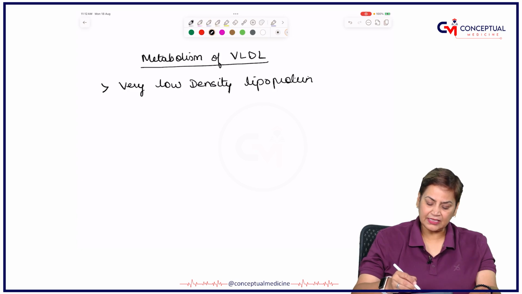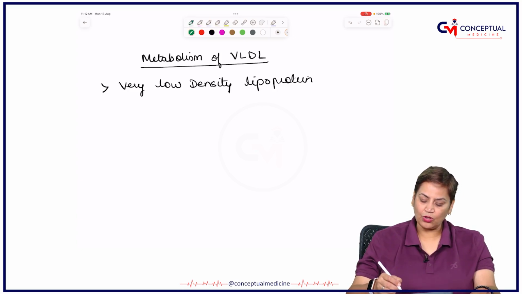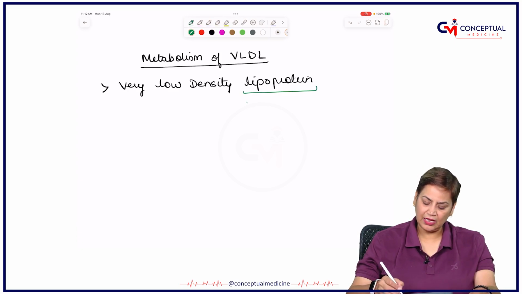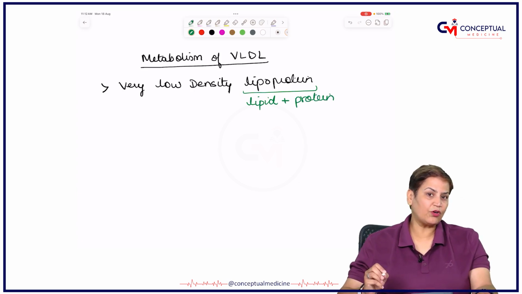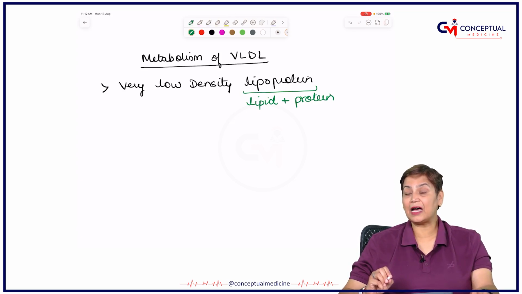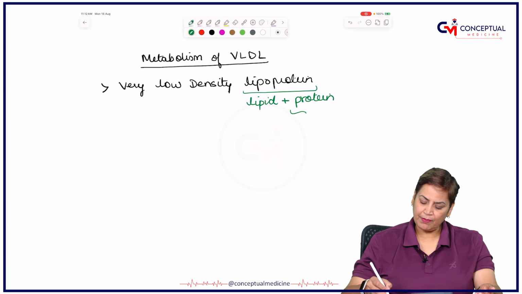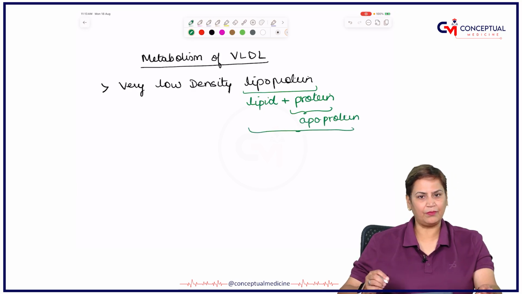I have discussed this in my earlier videos also. Lipoproteins are actually a complex of lipid plus protein. What is the use of the formation of these lipoproteins? Because lipids are non-polar, they are not soluble in water. So whenever they have to come into circulation, they will always require a companion, and that companion is nothing but a protein. And this protein part is an apoprotein. So when this apoprotein binds with the lipid, it forms a lipoprotein.